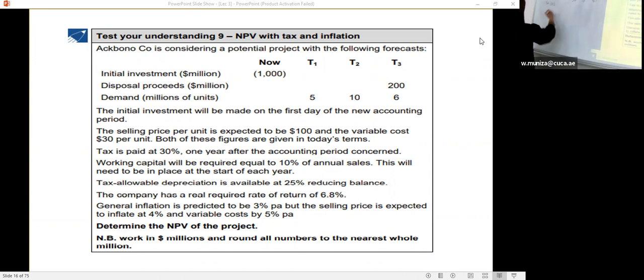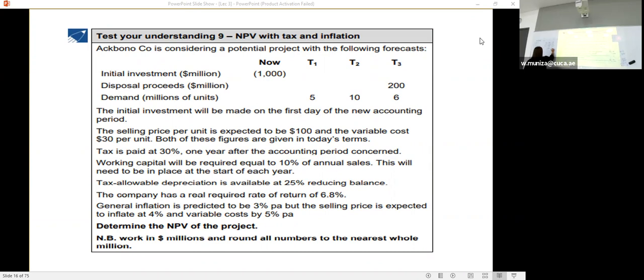The question says tax 30%. It will start from the second year. Yes, very good. 109, 225, 140. Sorry, 109, then 541, then 140. Then what is the next step? Tax relief.